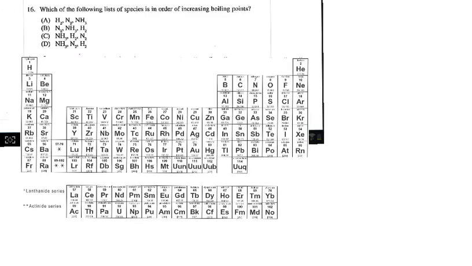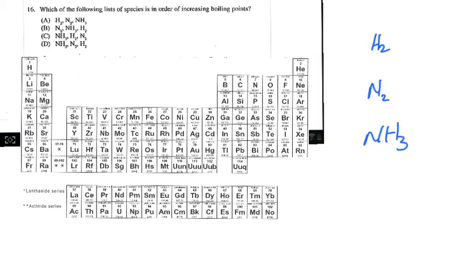Number 16 is really asking us about intermolecular forces, because they want to know which of the following lists of species, remember that means things, is in an order of increasing boiling points. So the highest boiling point one is going to be last, so it's going to be the one that has the strongest intermolecular forces. So if we're going to list these 3 things, remember we have hydrogen, nitrogen, and NH3.